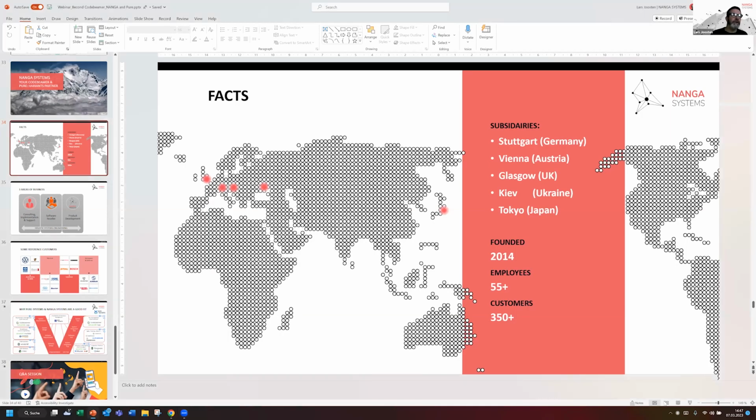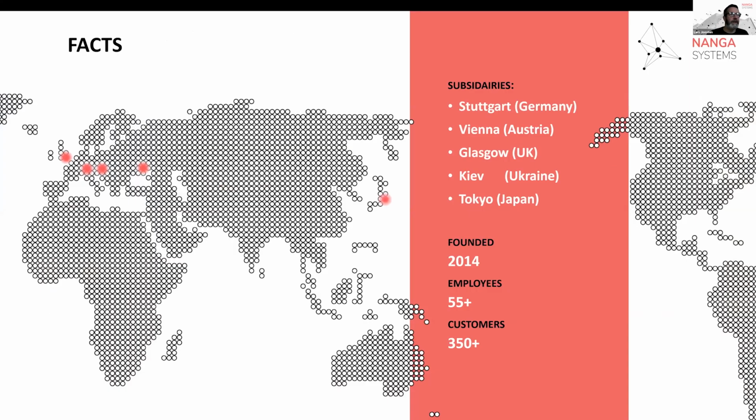I just want to quickly wrap up this webinar by presenting Nanga. Like I said initially, a few words about Nanga Systems. We've got 5 locations worldwide. We were founded in 2014, with about 55 employees, the number raising steadily, and the same on the customer side, with approximately 300, 350 customers.